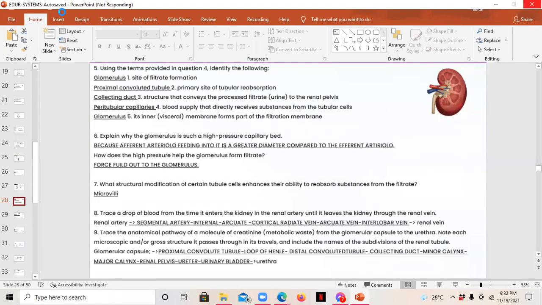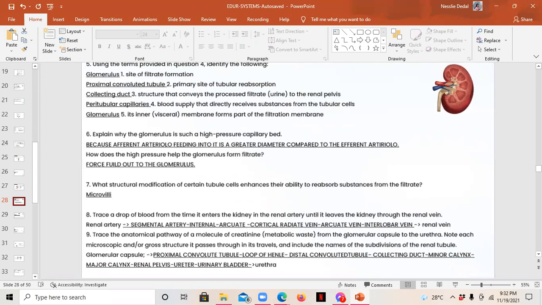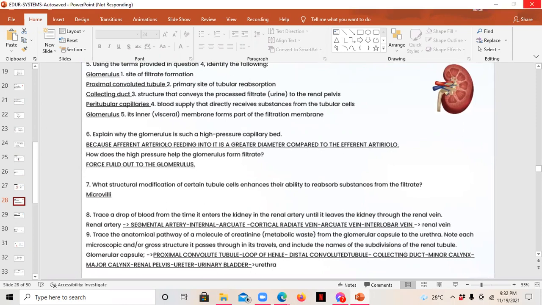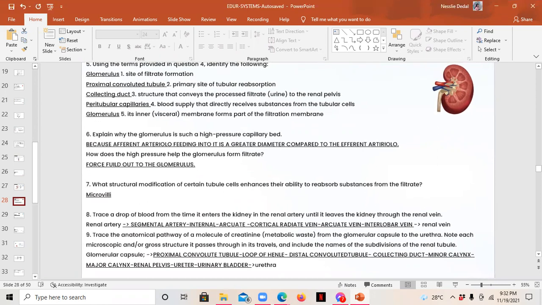Number 3, structure that conveys the processed filtrate, urine, to the renal pelvis. Answer is collecting duct. Number 4, blood supply that directly receives substances from tubular cells. Answer is peritubular capillaries. Number 5, the inner vessel membrane forms part of the filtration membrane. Answer is glomerulus.